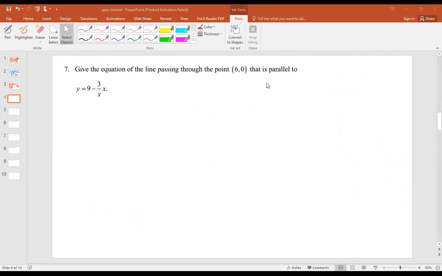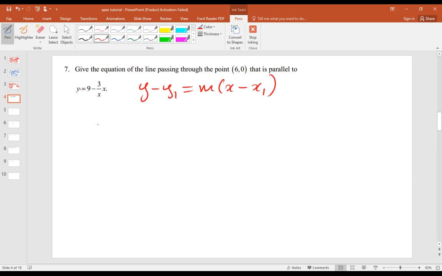So question 7 is similar to question 6. The question is: give the equation of a line passing through the point we've been given, and parallel to this line here. Remember what I said, the general form of the equation of a straight line is y minus y1 is equal to m, then we have x minus x1.